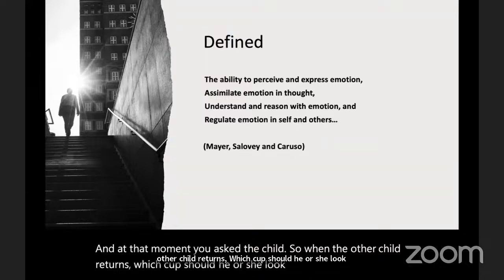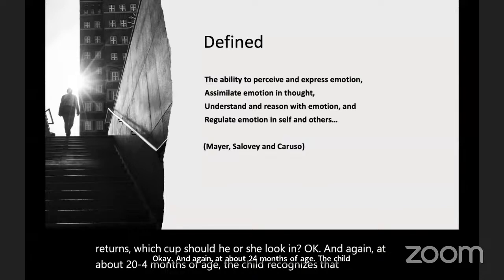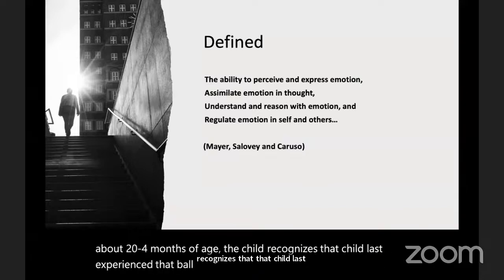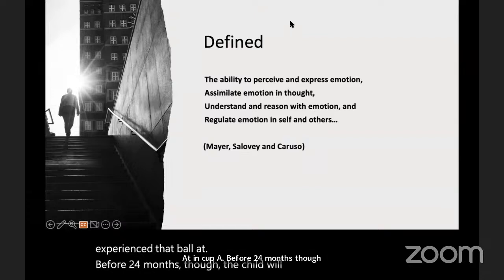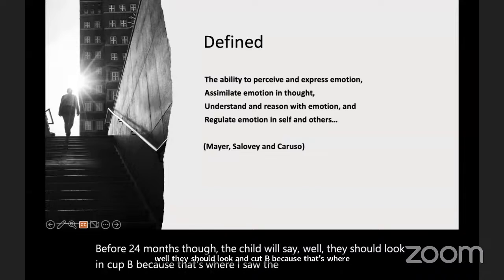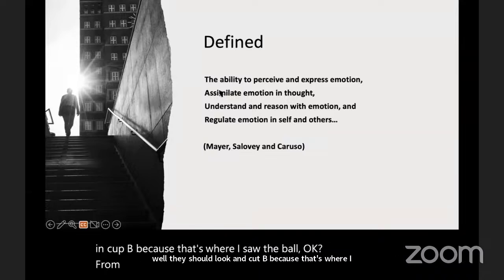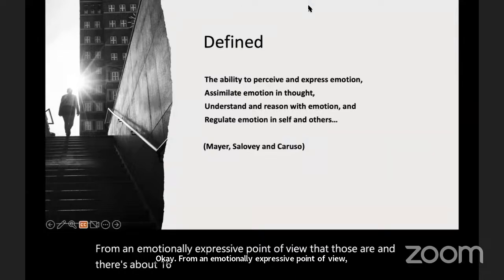Okay. And again, at about 24 months of age, the child recognizes that the other child last experienced that ball in cup A. Before 24 months, though, the child will say, well, they should look in cup B because that's where I saw the ball. Okay. From an emotionally expressive point of view, there are about 16 tasks or so that can measure this.